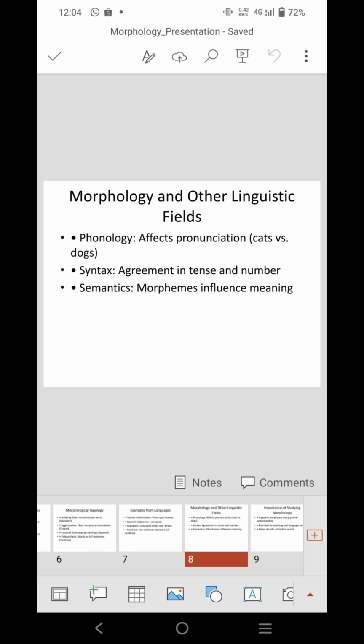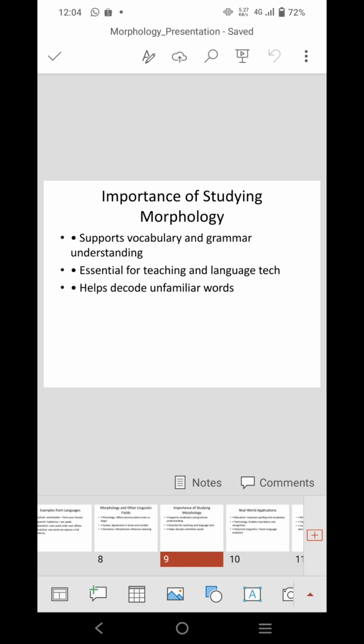And the next is morphology and other linguistic fields. The first is phonology, where morphology affects pronunciation, like cats versus dogs. In syntax, it is an argument in tense and number. And the last is semantics, where morphemes influence meaning. And the next is the importance of studying morphology. The first is that it supports vocabulary and understanding grammar. The second is that it is essential for teaching language. And the last is that it helps decode unfamiliar words.